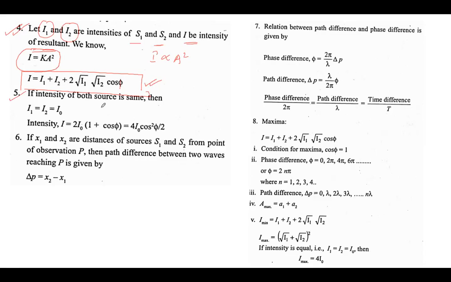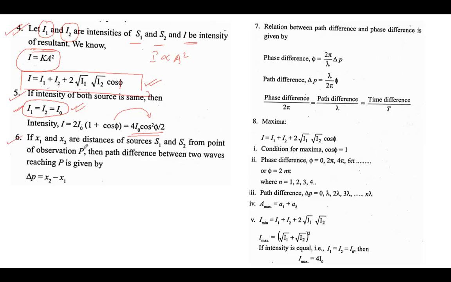Now if intensity of both source is same, then I1 is equal to I2 is equal to I0. अगर जो individual sources हैं, उन दोनों का इंटेंसिटी अगर सेम है, दोनों I0 के बराबर है, तो यहाँ पे पुट कर दोगे I0 प्लस I0, 2I0 plus 2I0 cos phi. तो 2I0 कॉमन ले लोगे, 1 plus cos phi हो जाएगा. 1 plus cos phi को 2 cos square phi by 2 से हम लोग रिप्लेस कर सकते हैं, तो ये 4I0 cos square phi by 2 हो जाएगा. So this is the resultant intensity, अगर दोनों सोर्स ऑफ लाइट का इंटेंसिटी सेम है I0 के बराबर.